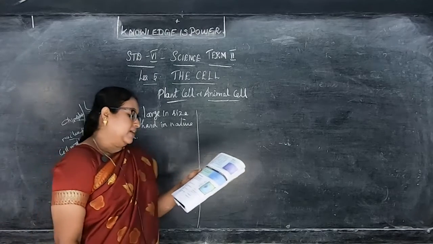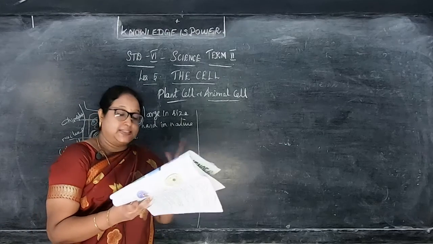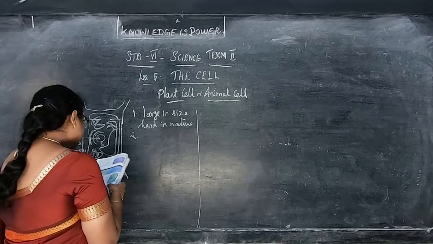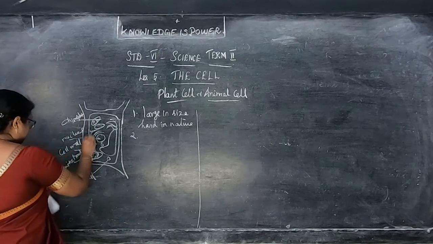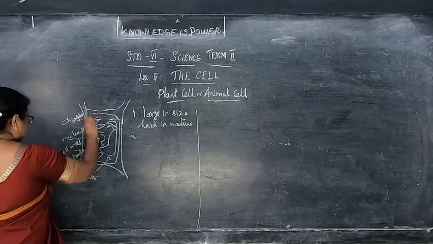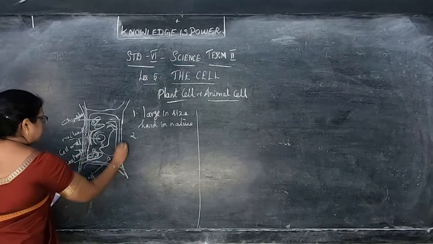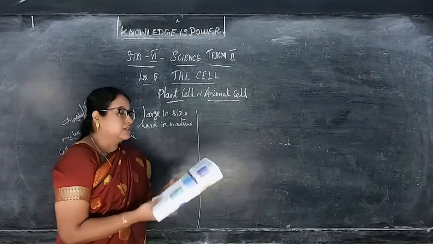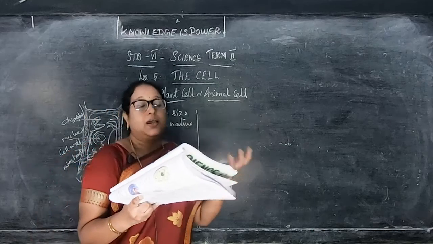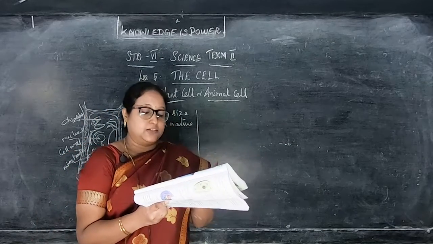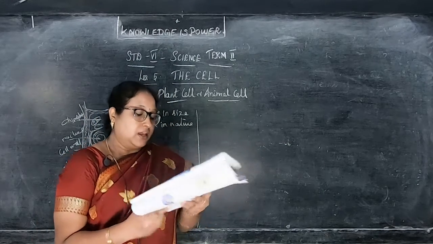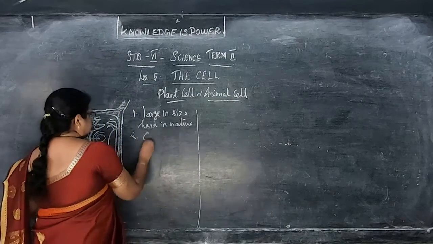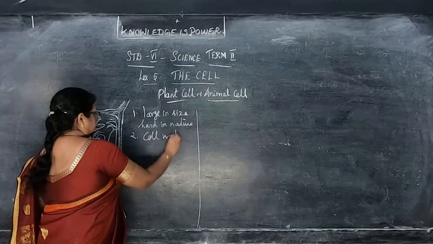Next, plants will have a cell wall in addition to their cell membrane. So, where is the cell membrane here? So, you have a cell wall. Okay, children, this is a cell wall. In addition to the cell membrane, you have a cell wall here. The cell wall is to protect the cell and to make it strong. Okay, why is the cell wall there? To protect the cell and to make it strong. And next, plant cells have a cell wall.